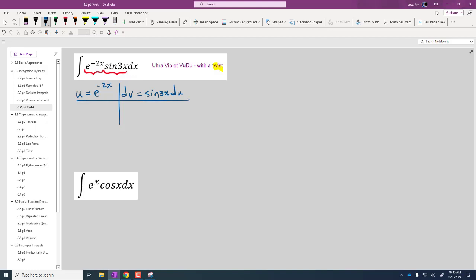Okay, so let's find the du. So du is going to be, let's see, the derivative of an exponential is itself multiplied by the derivative of the exponent.